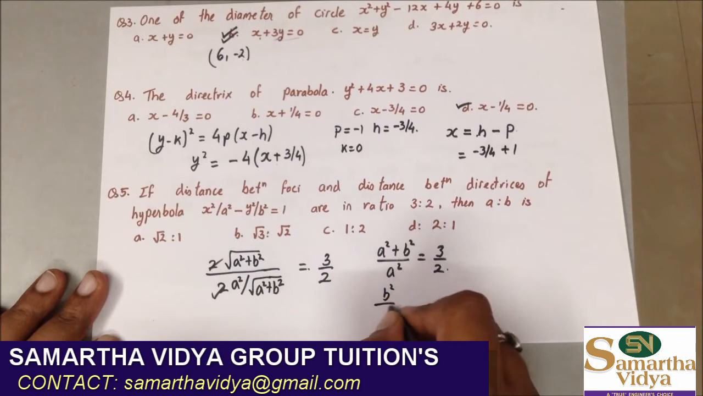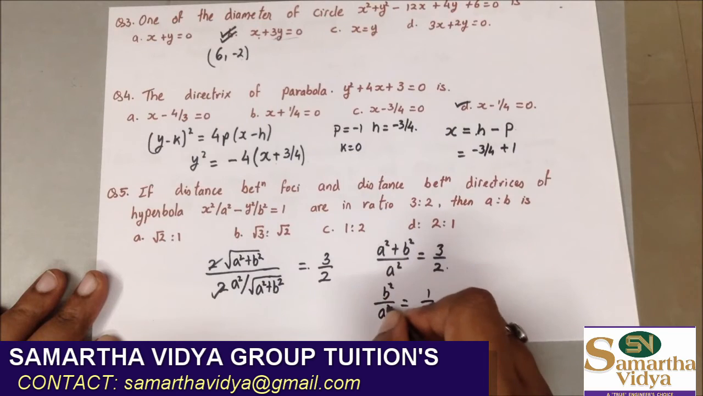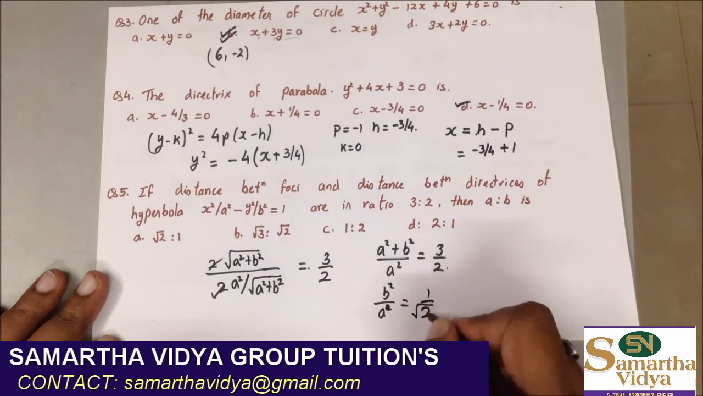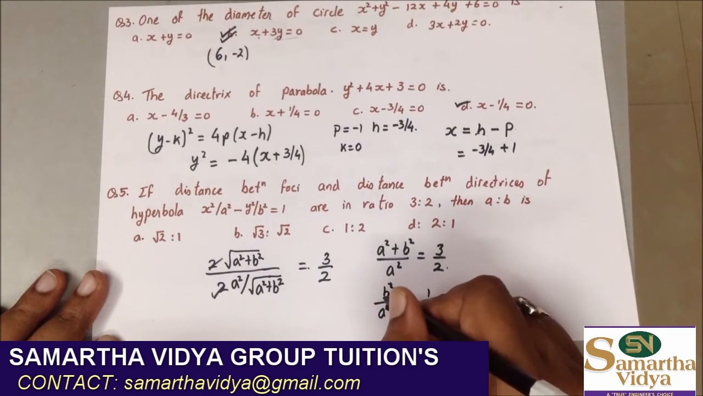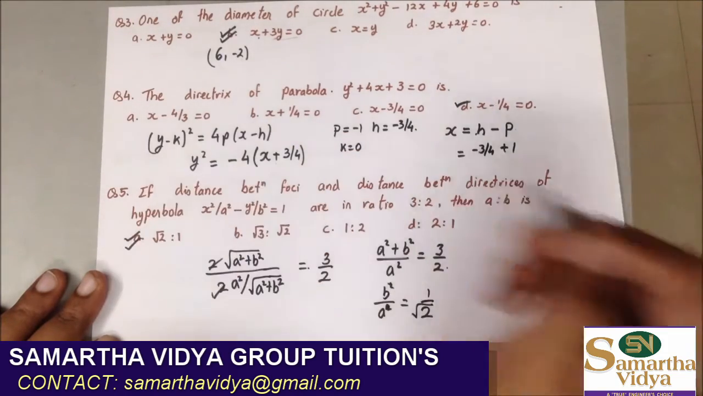So B square upon A square becomes half. Taking the square root on both sides, this becomes 1 by root 2. So A by B is nothing but root 2 by 1. So that is your option A.